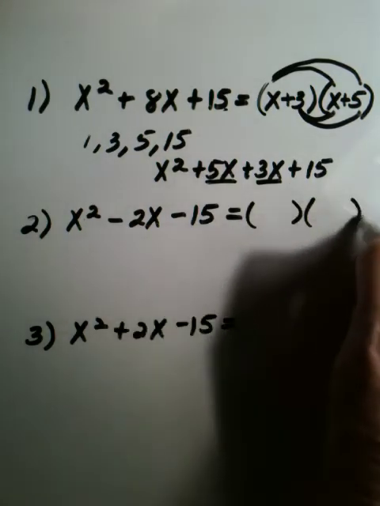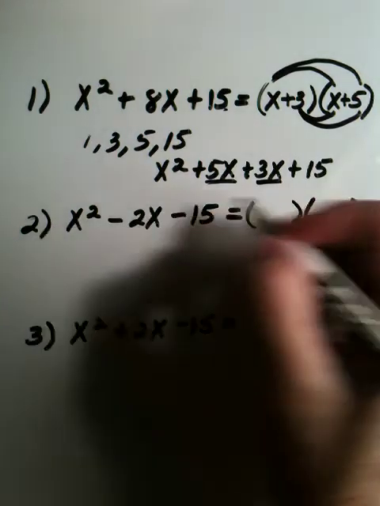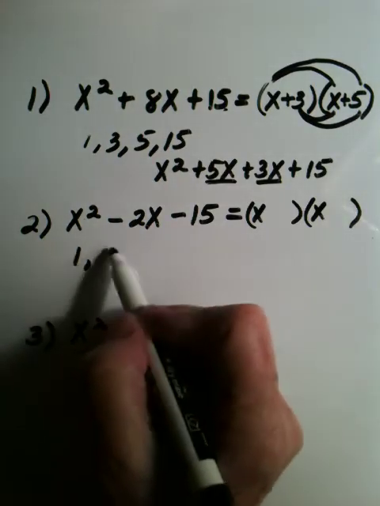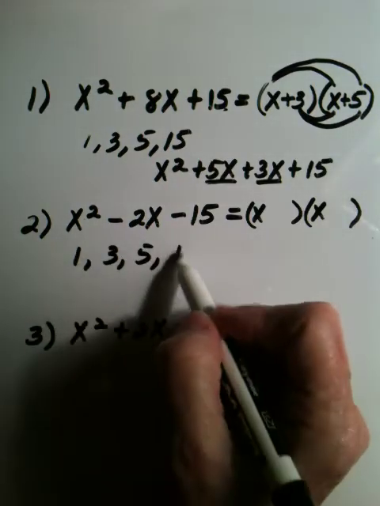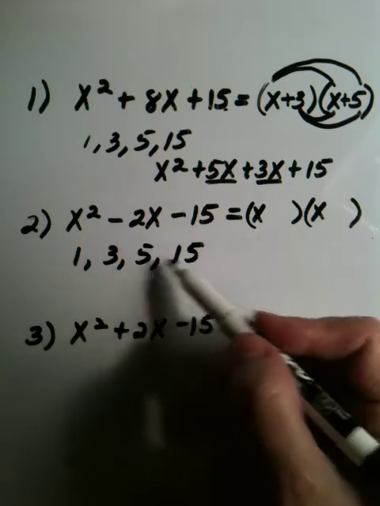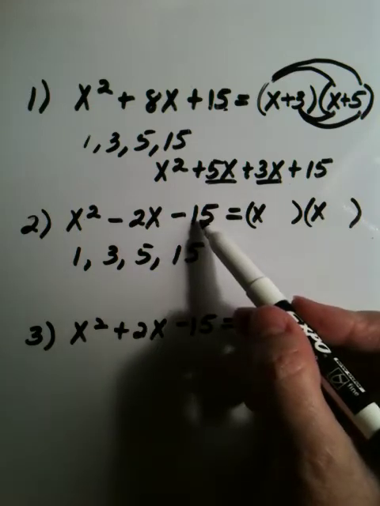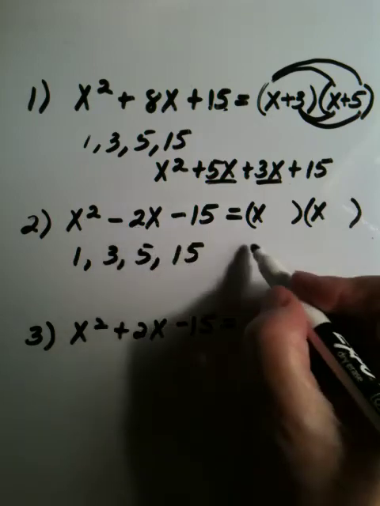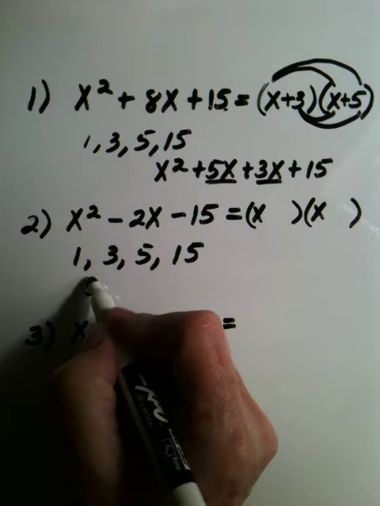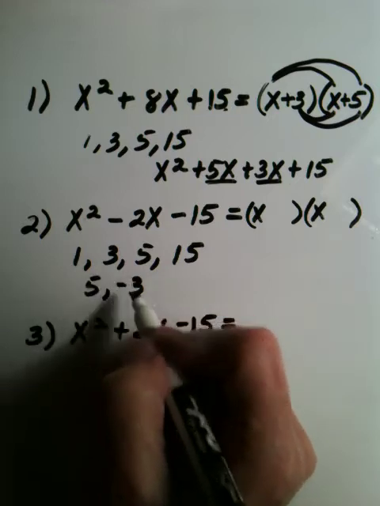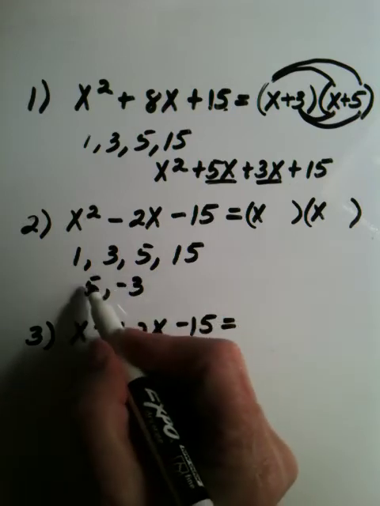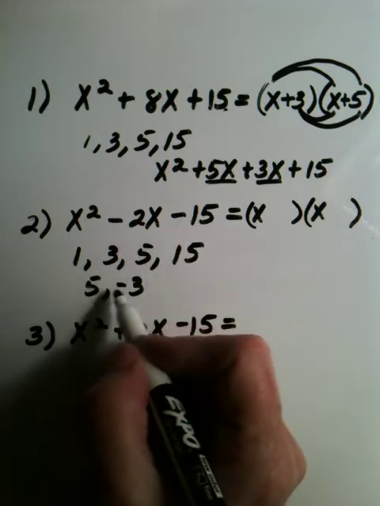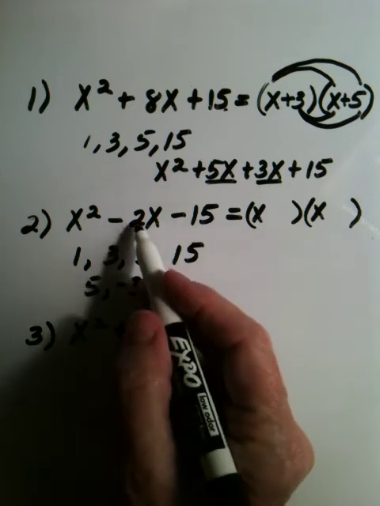Make 2 blank parentheses. We're going to put, since we have x squared, x times x. We're going to use our factors of 15 again. When we multiply, though, this time we have to come up with negative 15, and when we add, we have to get negative 2. Therefore, we would have to use 5 and negative 3, because when we multiply negative 3 times 5, we get negative 15. When we add 5 and negative 3, we would get positive 2.